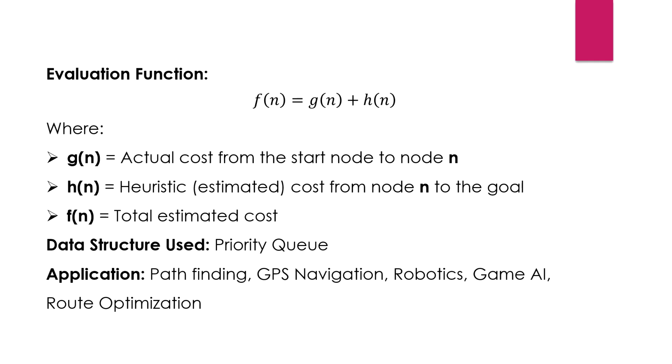The algorithm always chooses the node having the smallest f(n). This simple equation makes A-star both intelligent and efficient. Think of Google Maps. It calculates the distance already traveled and the estimated distance remaining, then it recommends the best route. This is exactly the working principle of the A-star search algorithm.